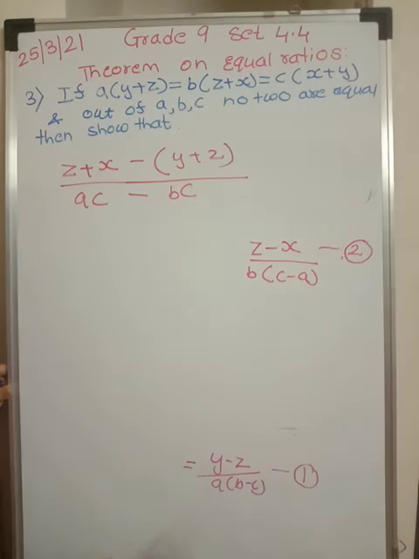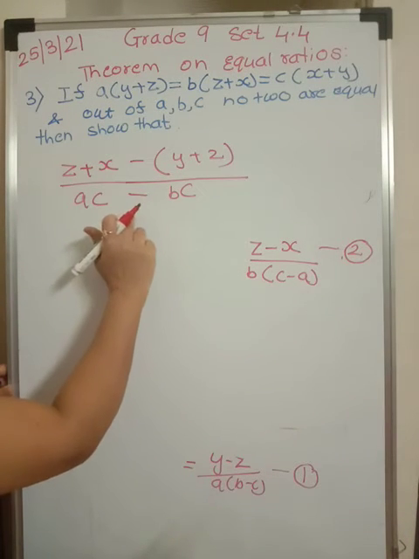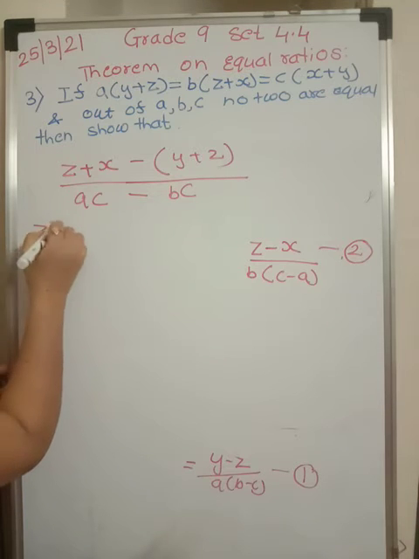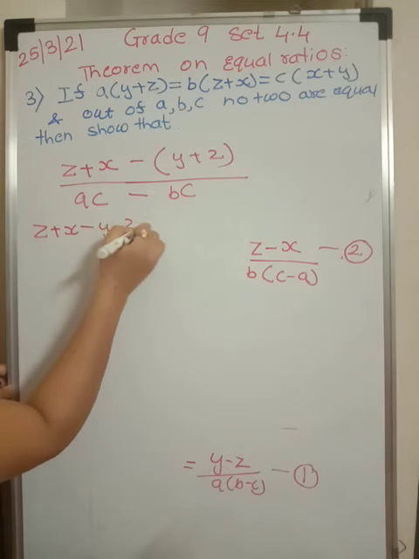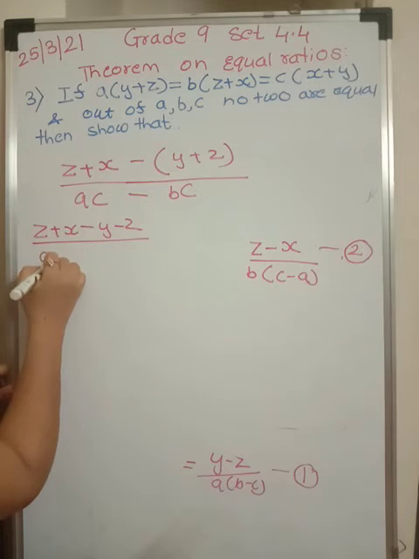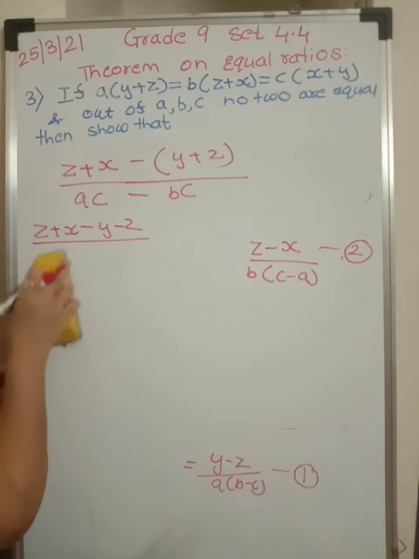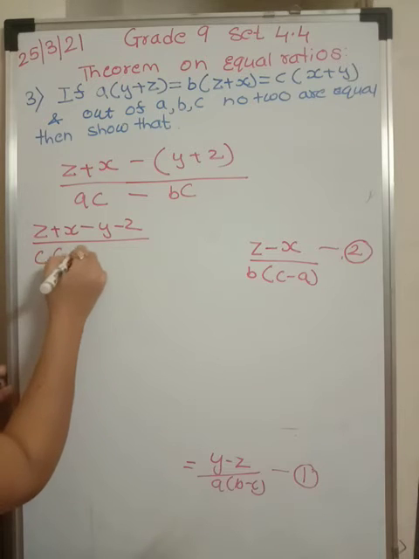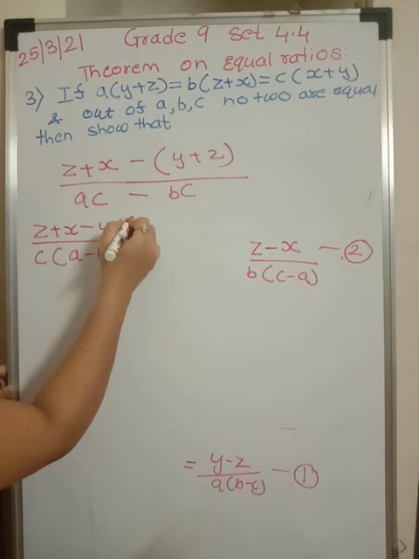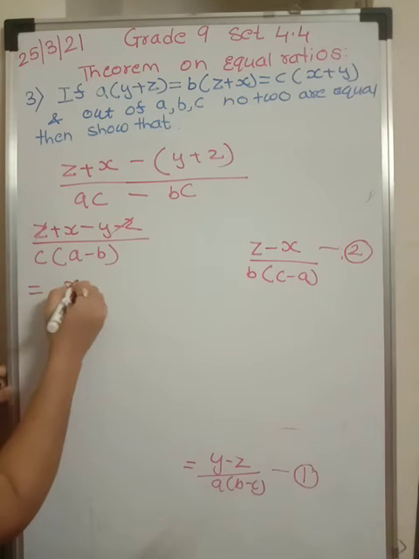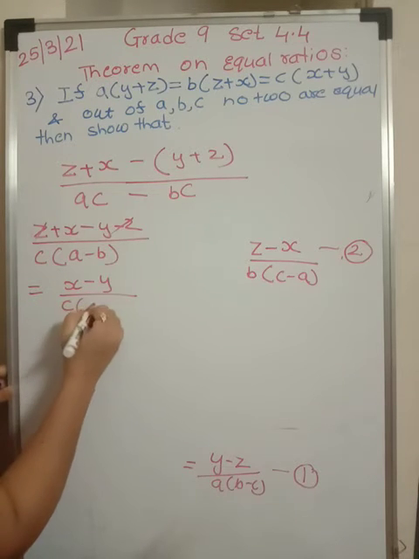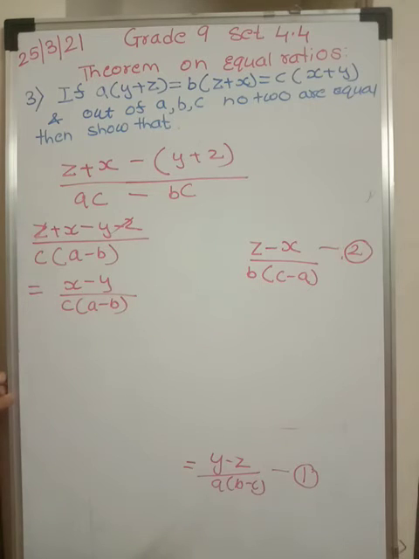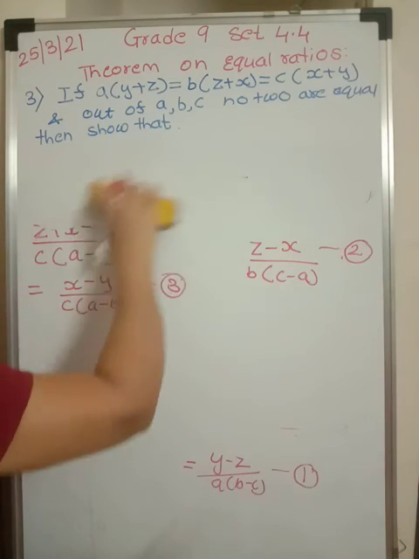Okay, so this was first, this was second, and now I am going to get third one. So I will get over here z plus x minus y minus z upon, c is common over here, c is common over here, c into a minus b. Now z will get cancelled and I will be left with x minus y upon c into a minus b. Is this clear? C into a minus b. This you can say is equation 3. Now, I am erasing. You can pause the video and take it down.